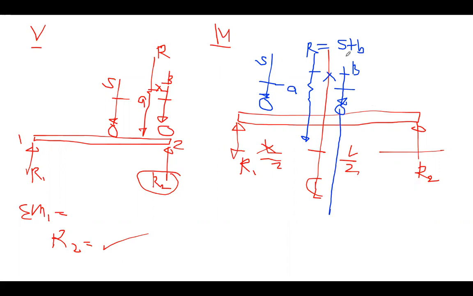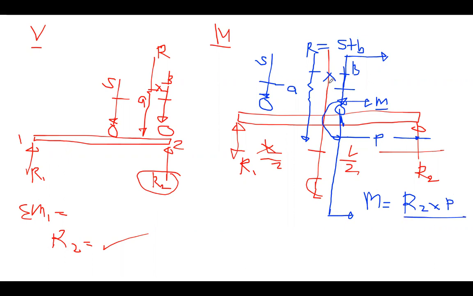If I'm going to cut this section and consider this side, I can take this moment. This is the M, okay? M here is just equal to, what is the distance? You can compute this distance. Okay? Let's say this distance is distance P. Okay? Distance P. So moment here is just equal to R2 times P.